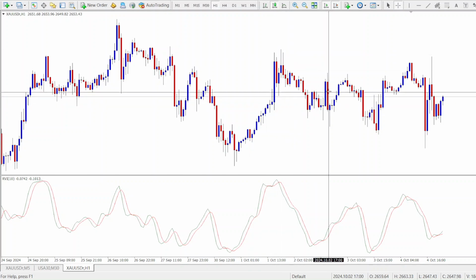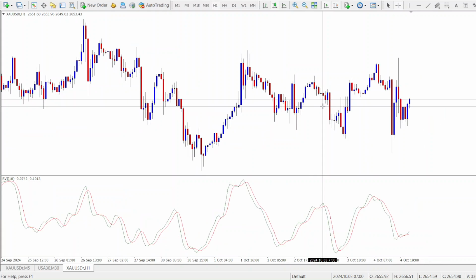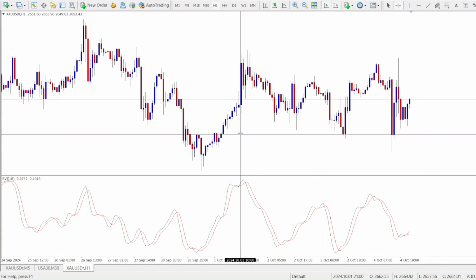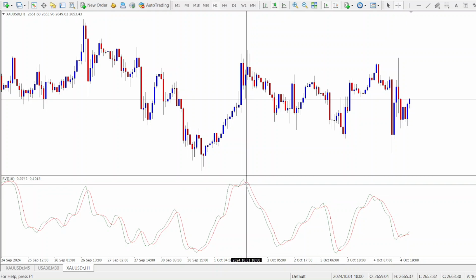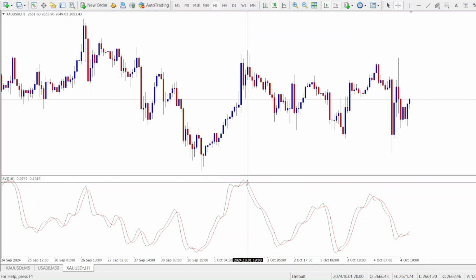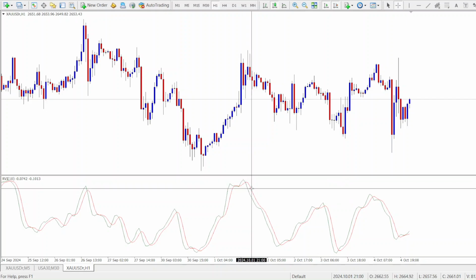buy trade. Now, for a sell signal, on the other hand, when the RVI line crosses below the signal line, it's an indication of a sell trade, right?